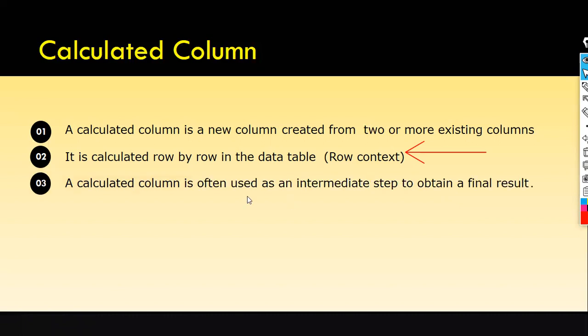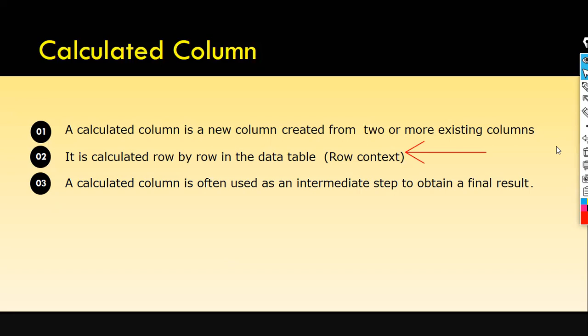Once you create the additional columns, for example, you have 10 columns and you create 3 more, the newly created 3 columns will also become part of your table columns. All the 13 columns, including the calculated columns, will get stored in memory, the xVelocity memory. The calculated column values can also be calculated using DAX formulas, and a calculated column is often used as an intermediate step to obtain a final result.